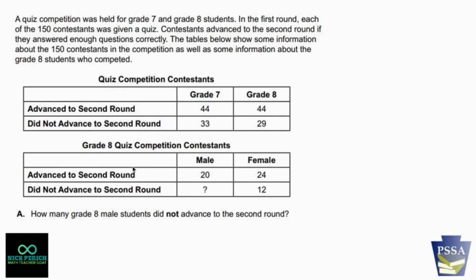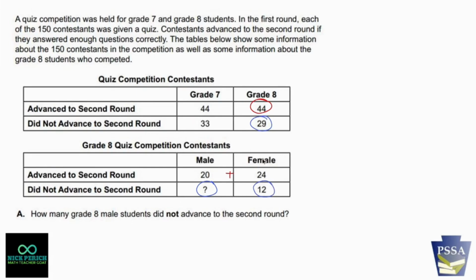Now, this table is 8th grade only. So you have it split up as male and female, and the kids that advanced to the second round and the kids that didn't. So we already know that this is 8th grade. There were 20 males and 24 females who did advance to the second round, which checks out because 20 plus 24 is 44. That makes sense. Now, 8th grade, we know 29 kids did not advance to the second round. We don't know how many males there were, but we do know that there were 12 females.